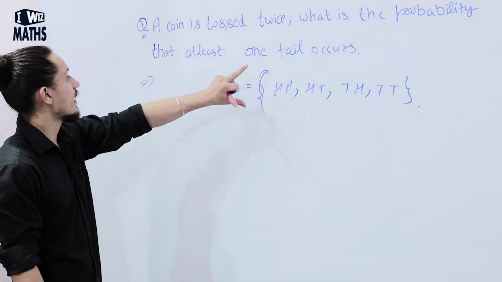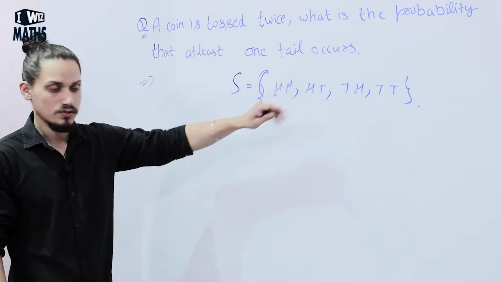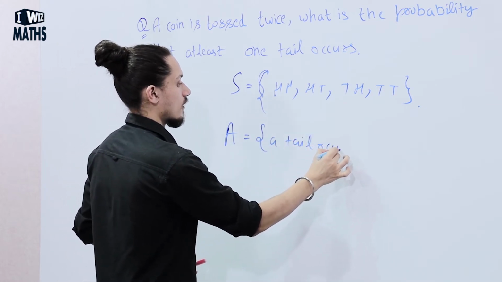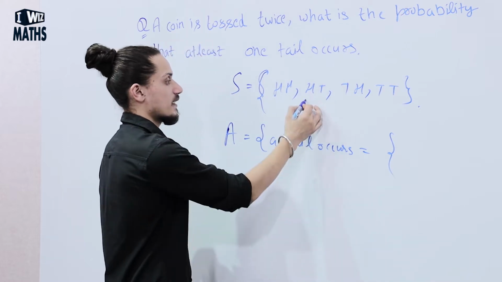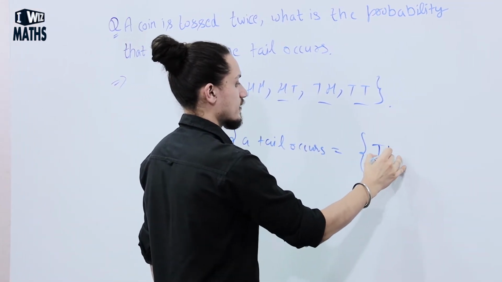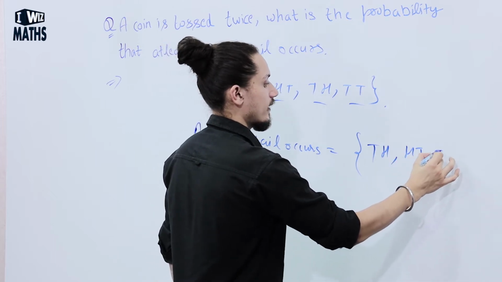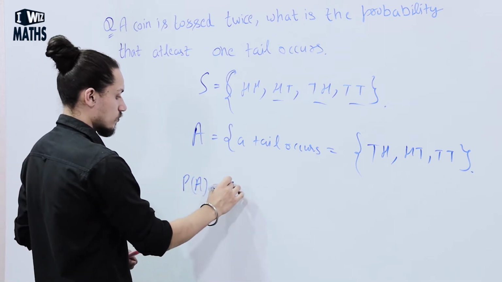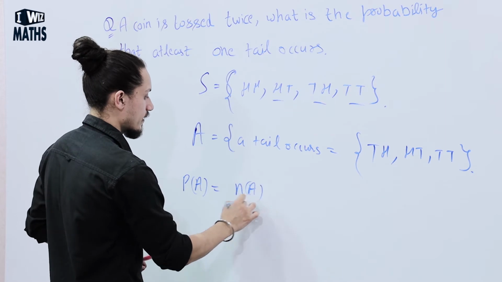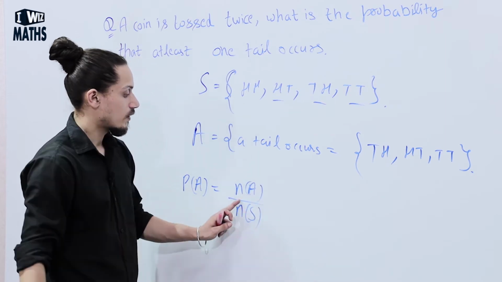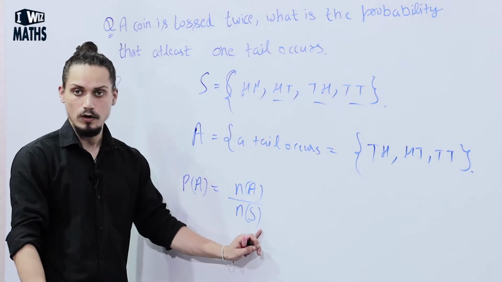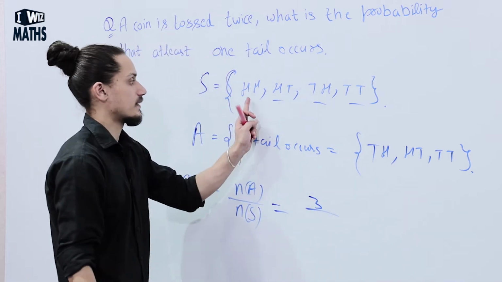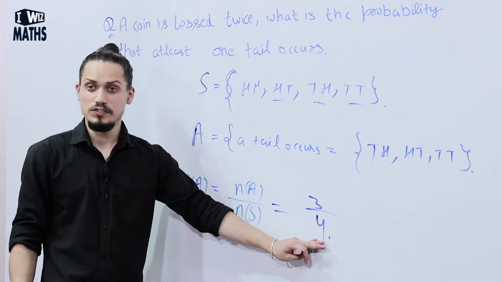Second, we have an event in which at least one tail occurs. So event A is equal to at least one tail occurs, which is equal to, now in how many cases is there a tail, 1, 2, 3 cases. So event A is equal to {TH, HT, TT}. So the probability of A is equal to the number of elements in A divided by the number of elements in S, or the number of favorable cases of A over the total number of cases. So A has 3 elements, 1, 2, 3, so 3 divided by the sample space, which has 1, 2, 3, 4, so 3 by 4 is the probability of event A.